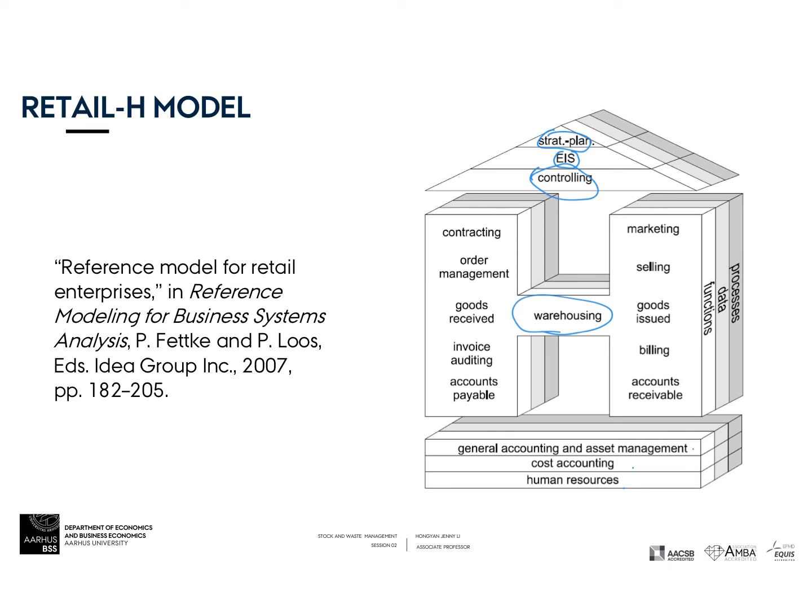So we can see you have a contracting data or order management process, and goods received information, invoice auditing, accounts payable, marketing information, selling information, goods issued data, billing data, accounts receivable. So all these are functions, data, and processes. We need to integrate all this together to support the daily operations.